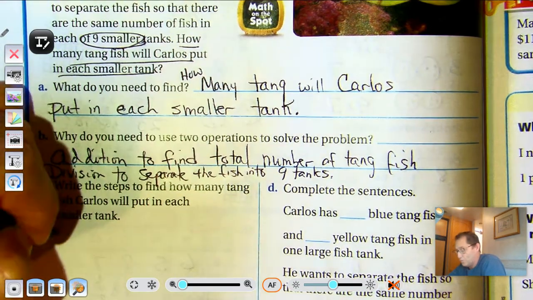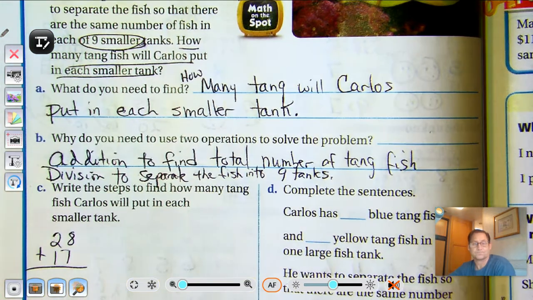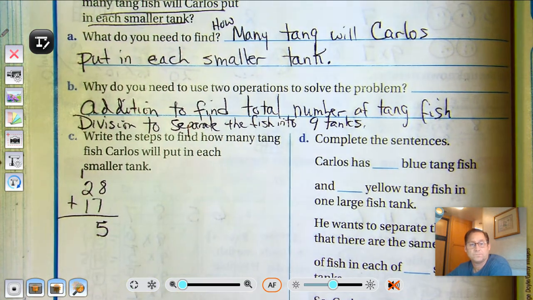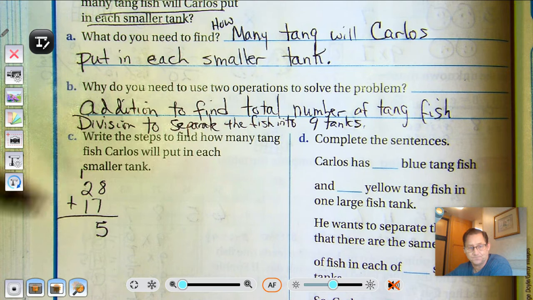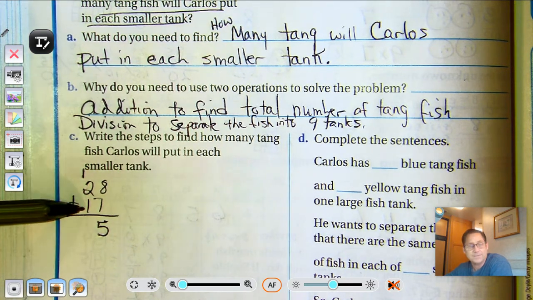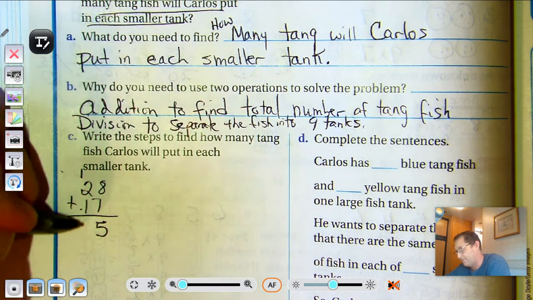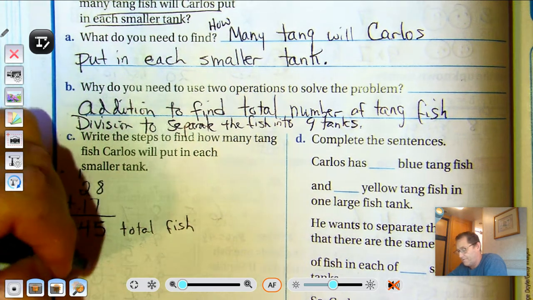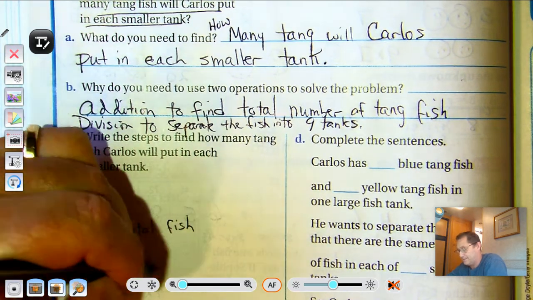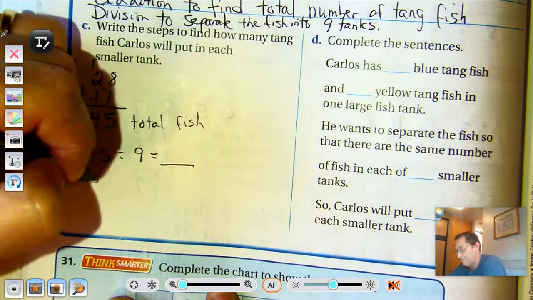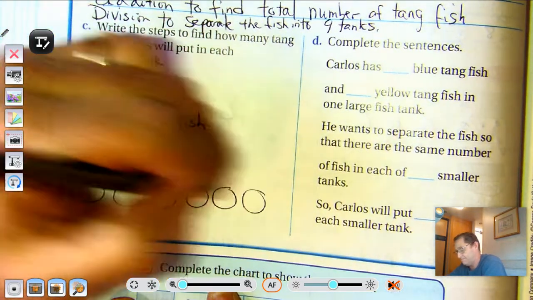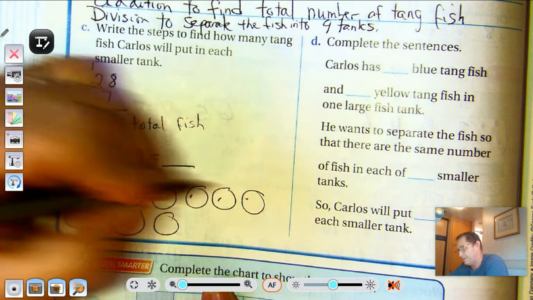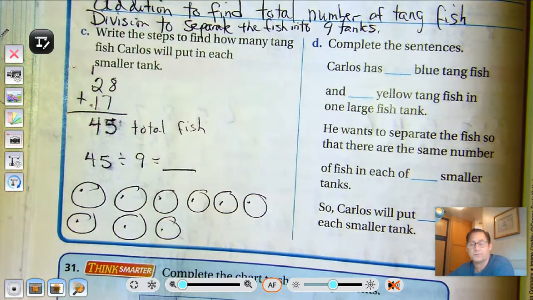Okay, so 28 plus 17. So 8 and 7 is 15. Regroup that as 1 ten and 5 ones. 2 tens plus 1 ten is 3 tens, plus the regrouped ten is 4. So 45 total fish. 45 divided by 9 equals something. So we have 9 fish tanks. Okay, there's our 9 fish tanks. And I'm going to put 1 fish in each tank until we've separated all 45.